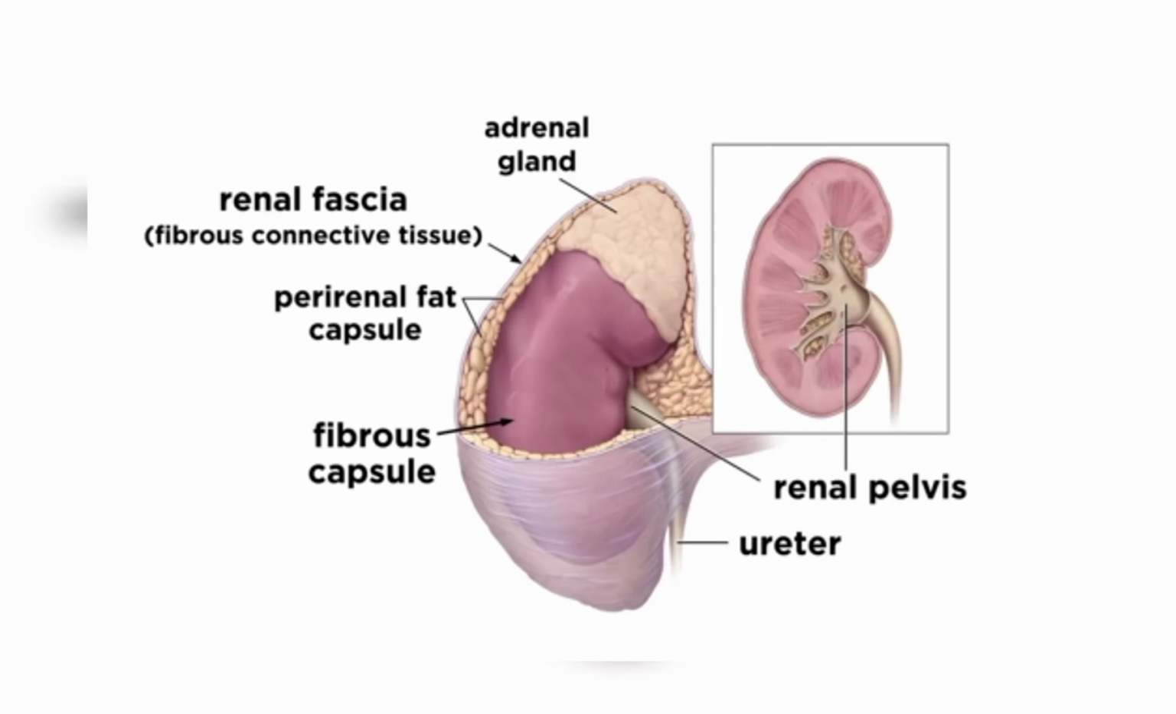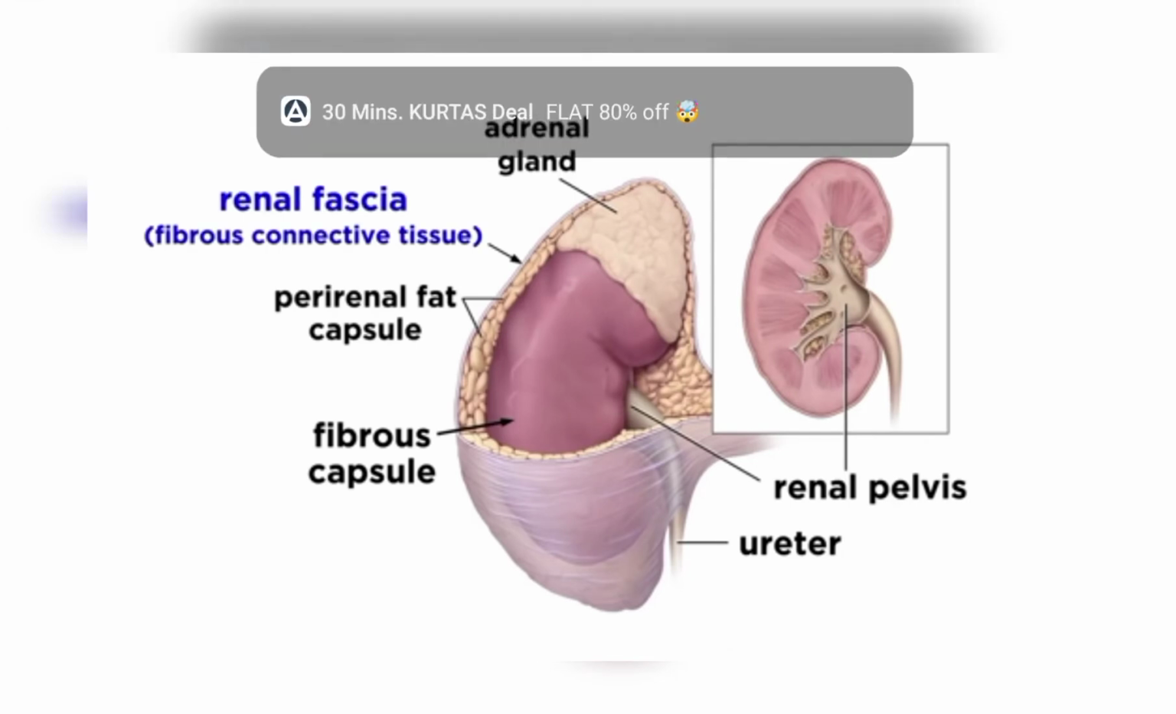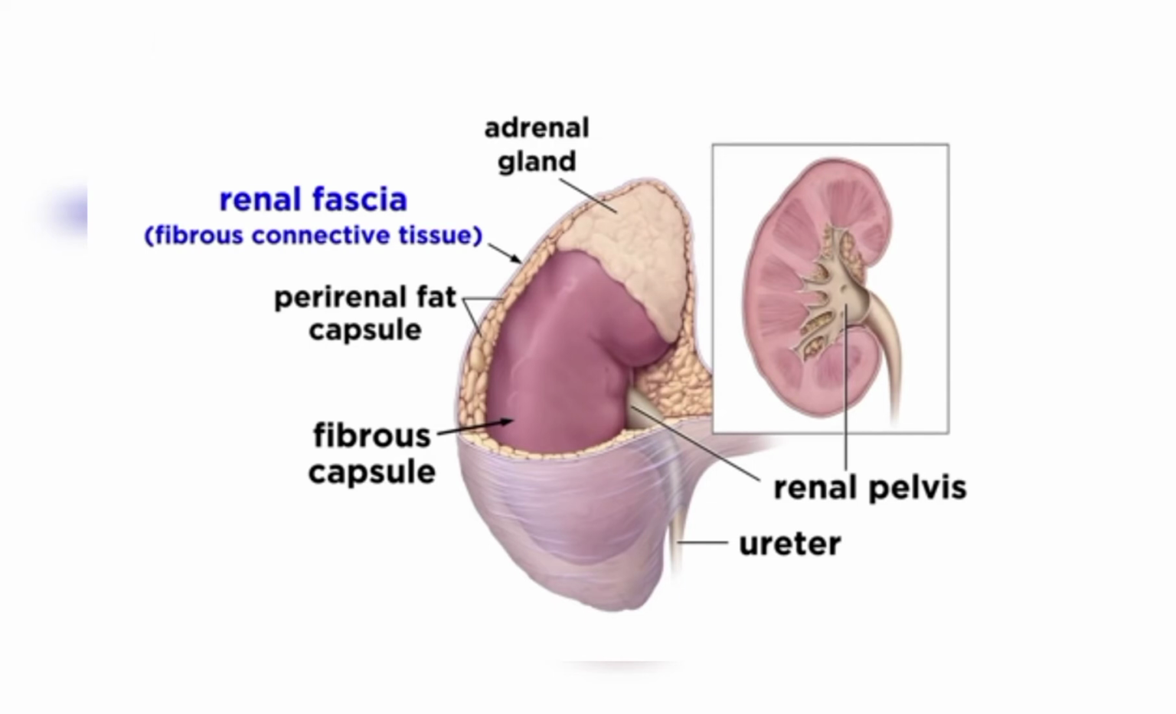Supportive tissue surrounds each kidney, and this is made of three layers. First, the outermost renal fascia, made of dense fibrous connective tissue that secures the kidneys in place. Then, the perirenal fat capsule that cushions the kidney. And then the innermost fibrous capsule that prevents infections from spreading to the kidney.